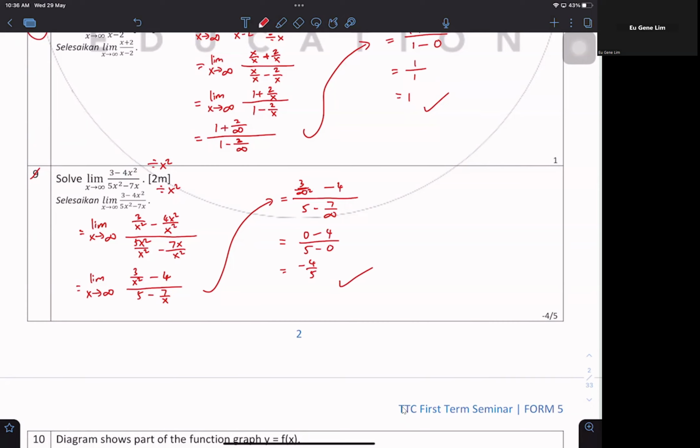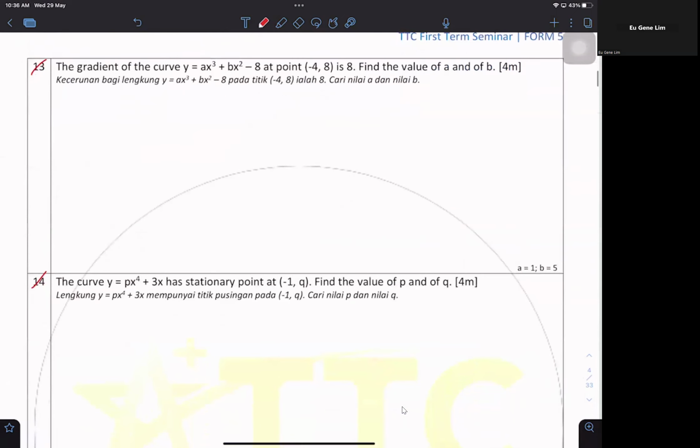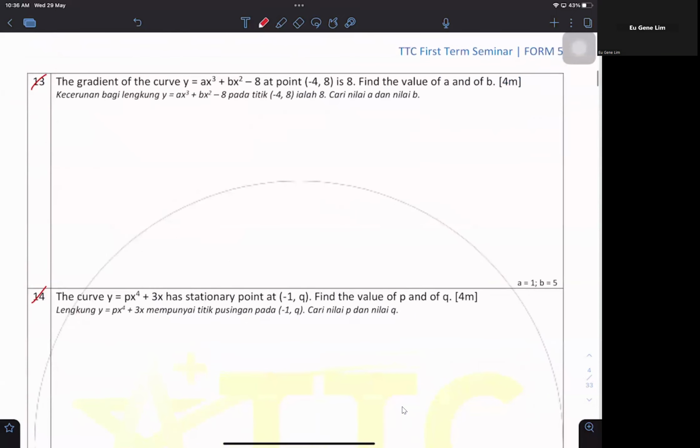Okay, next topic. Enough of this infinity. Next, you straight away go to page number 4. We start doing the tangent and normal.